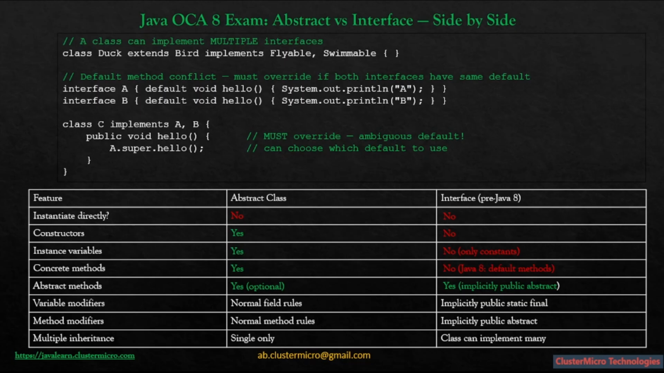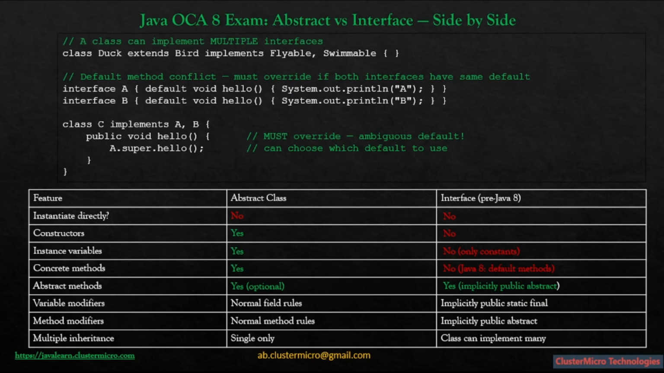So there is also an important rule involving default methods. If a class implements two interfaces that both define a default method with the same signature, the class must override that method. This is necessary because the compiler cannot decide which default implementation should be used. Inside the overriding method, the class can optionally call a specific interface implementation using the syntax interfaceName.super.method. If we see the code, we see class Duck extends Bird implements Flyable, Swimmable.